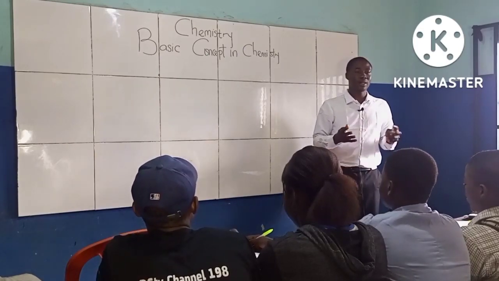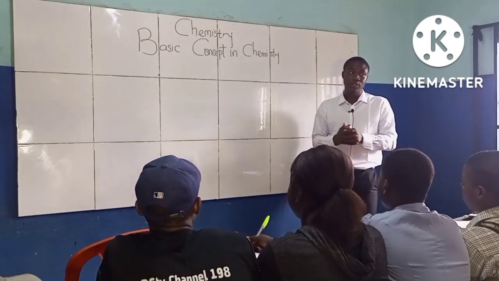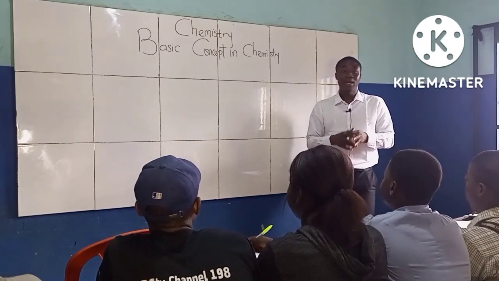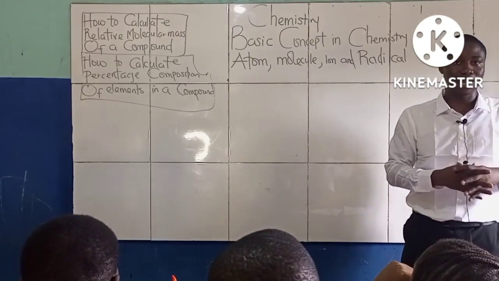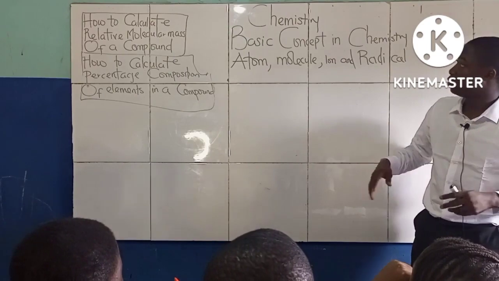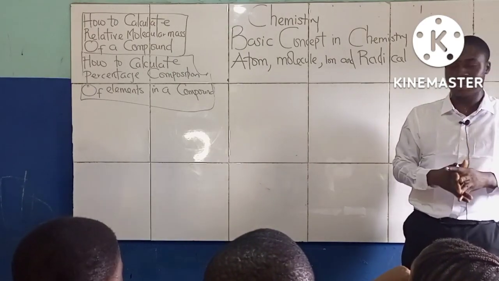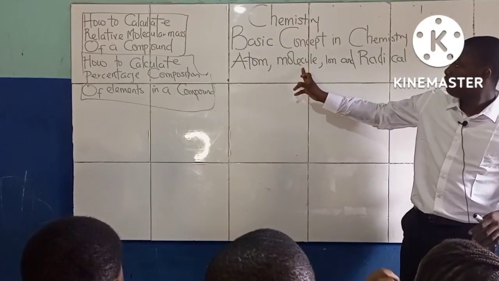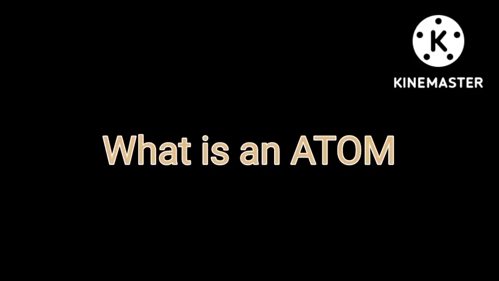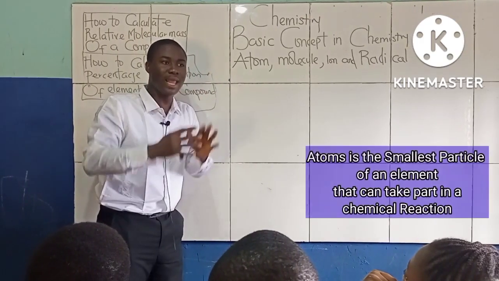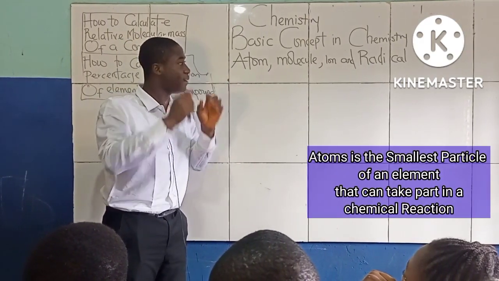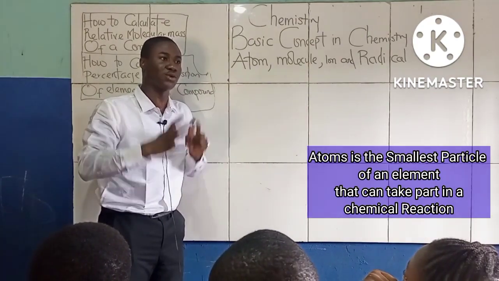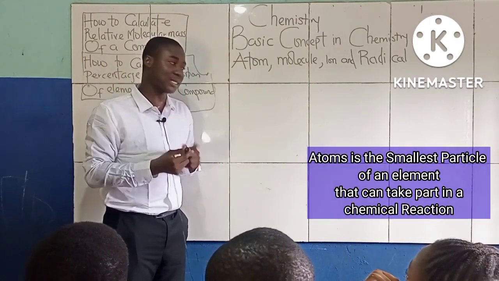So in today's class, we'll be learning some basic concepts in chemistry. The first of them will be on atoms, molecules, ions, and radicals. An atom is the smallest particle of an element that can take part in a chemical reaction. So what does that statement actually mean?